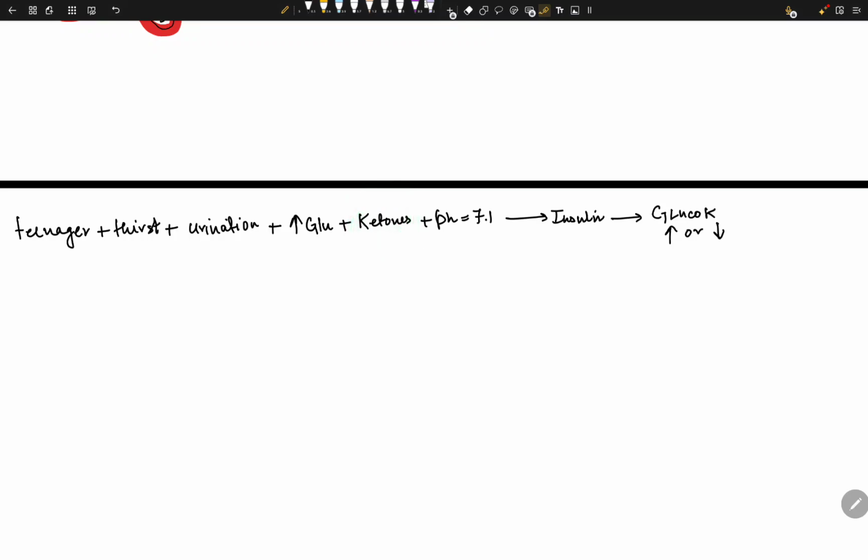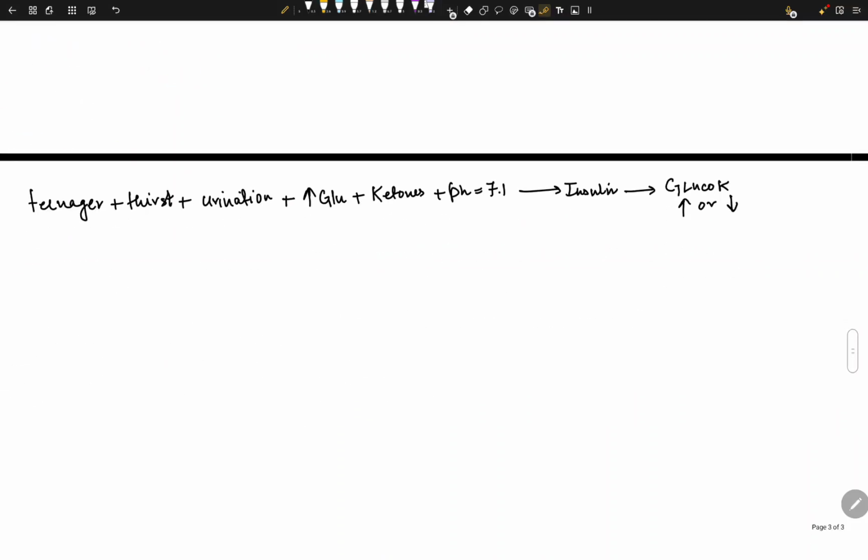Ketones are just acidic, right? What is an acid, by the way? What's the definition of an acid? An acid is a substance, a molecule that releases hydrogen ions, and that's why the blood is becoming acidic, right?